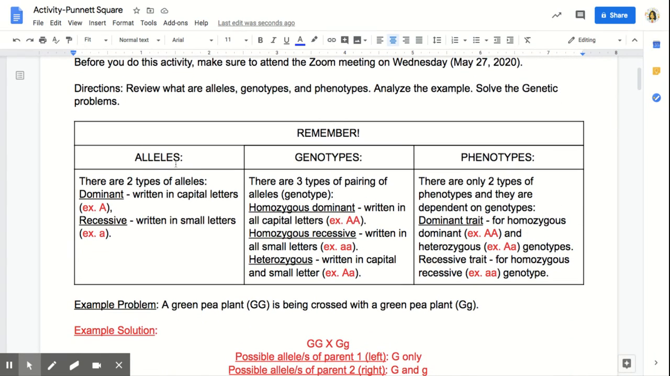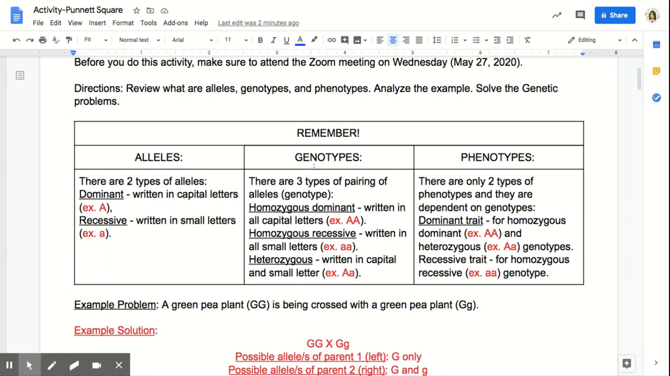So remember, there are two types of alleles: dominant, which is written in capital letter, and recessive, which is written in small letter. Any letter would do, but usually the letter used is the first letter of the dominant trait, which is in the phenotype, which I will tell you later on.